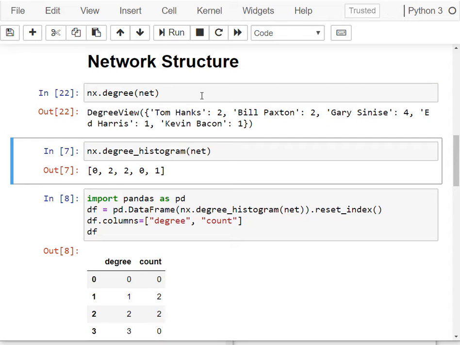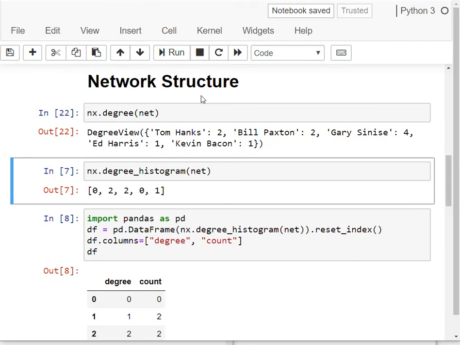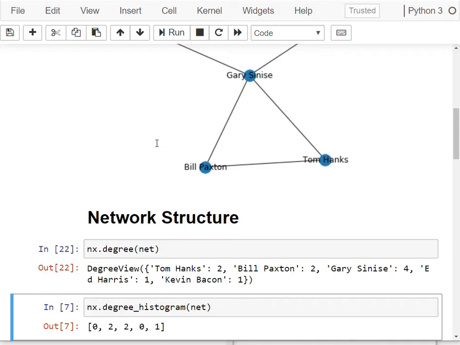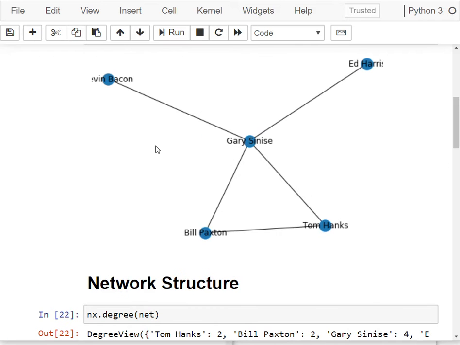We can obtain the degree of the nodes on the network by calling the function degree. And here we can see that Tom Hanks connects to 2 other nodes, Bill Paxton to 2, and Gary Sinise to 4, and so on and so forth. This basic measurement of position serves to differentiate the nodes. For instance, we can see that Gary Sinise is more central because he has a higher degree.